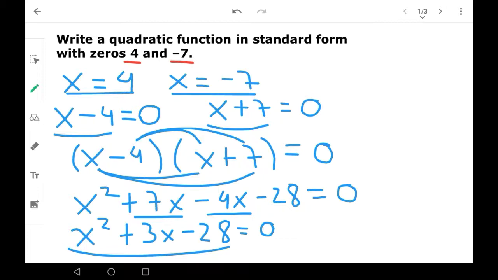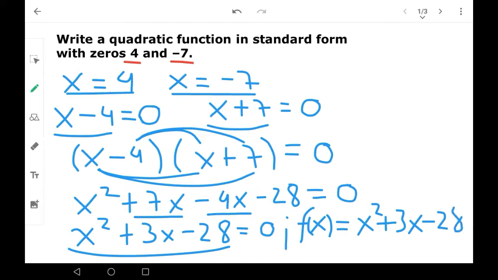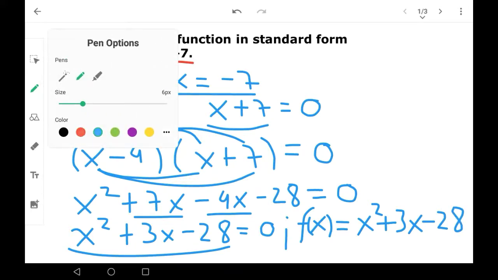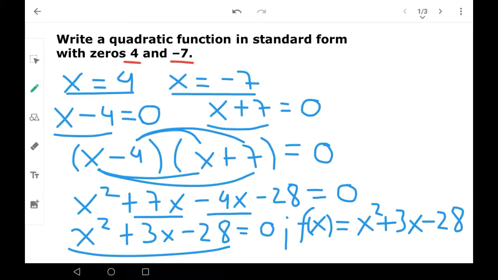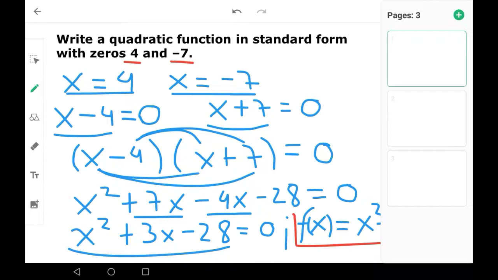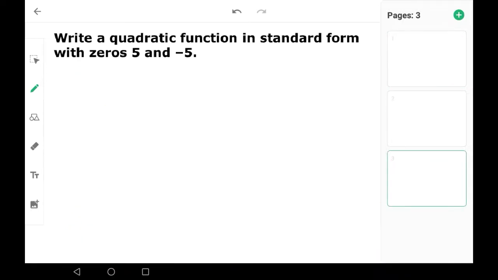Now, how can I rewrite this equation as a function? I just have to change the 0 to f of x, so f(x) = x squared + 3x - 28. And that would be my solution, right? So this is the solution of this exercise, guys. So let's try to do another example, right? Let's go to this one.